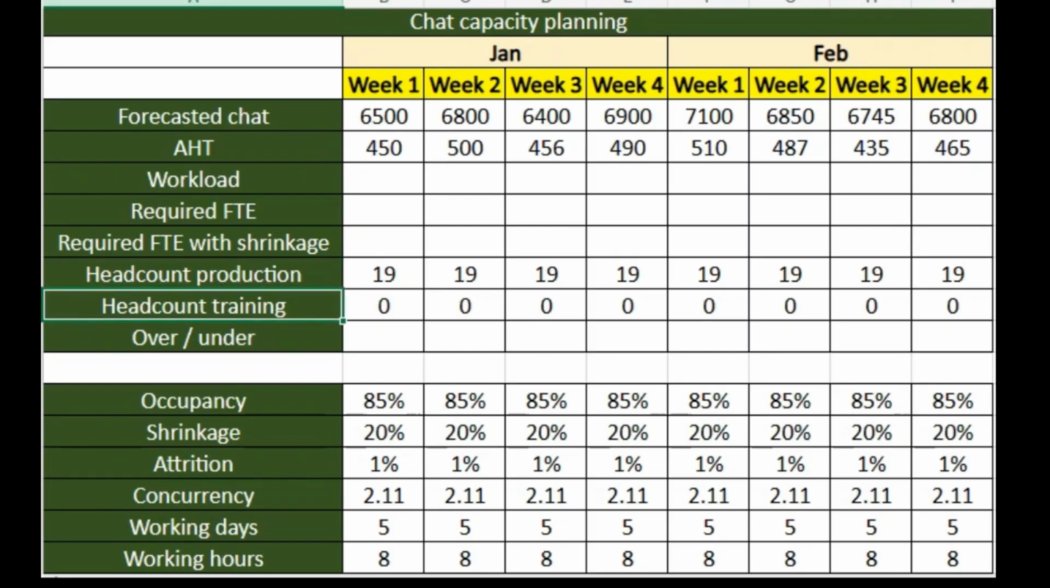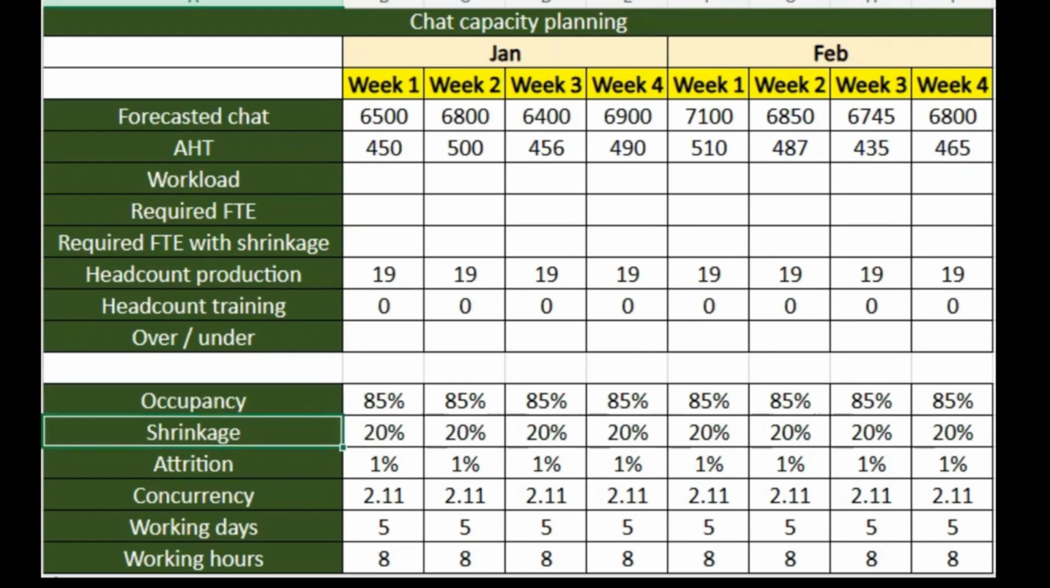Headcount training means that if any new agents are being trained, there is a difference between the headcount production and the required FTE with shrinkage. So in the next step, I have taken the assumptions: occupancy 85%. Occupancy means for how much time an agent should actually be occupied on the task.